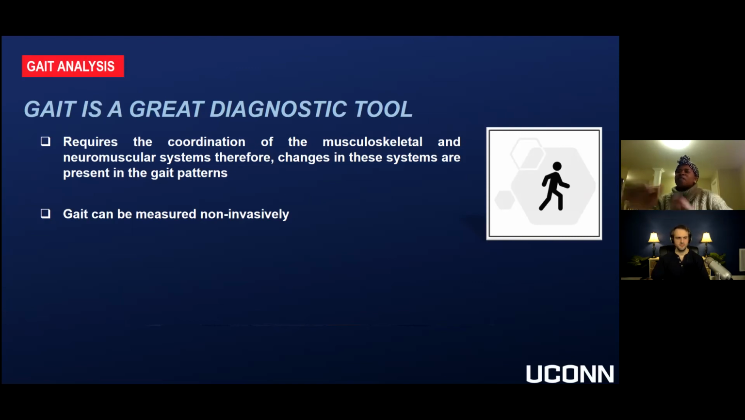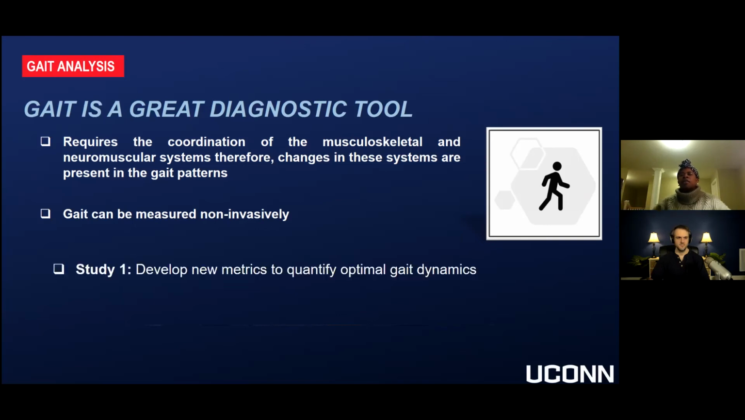So we'll start to get into the study. We looked at gait and we're really excited. But the first study, going back to our main theme, was: let's develop new metrics that can quantify optimal gait patterns. We all walk, but if you go to any gait analysis lab and ask, what should my optimal ground reaction force be when I walk? We wouldn't really have an answer for you. What should my optimal loading rate be when I'm running? We don't have an answer for you.